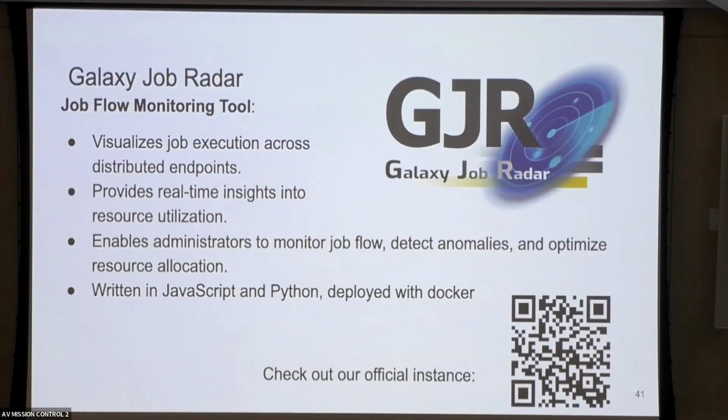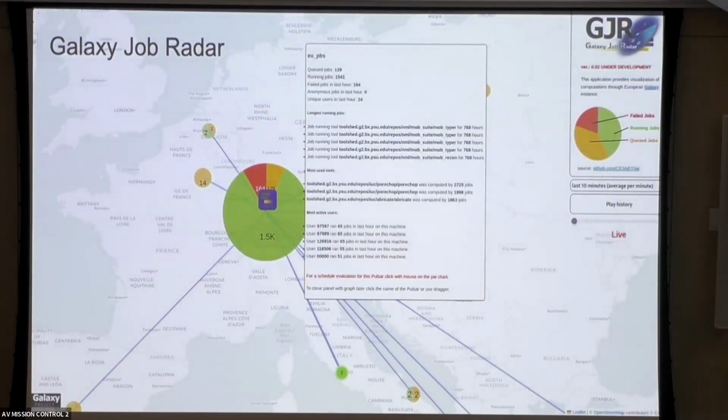So this is the visualization tool we came up with, called the Galaxy Job Radar. It visualizes jobs across all our available endpoints, and it could help admins figure out, or at least be aware of, which destinations aren't currently operating correctly, for example. There's a QR code for it, but this is kind of what it looks like. So you see the job distribution from Use Galaxy EU in this case.